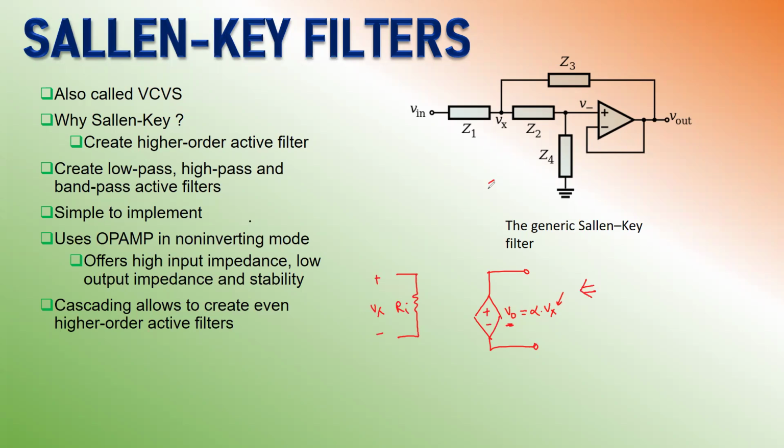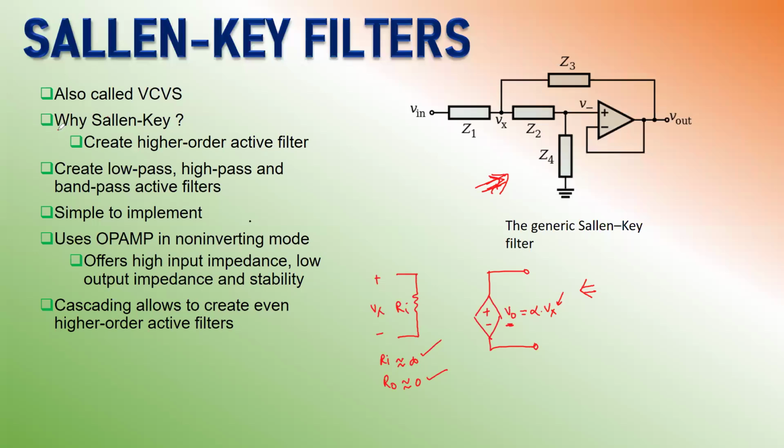The Sallen Key filter right over here, this topology, is basically a degenerate form of the voltage controlled voltage source. So we'll see that this filter topology also behaves like a voltage controlled voltage source. And the advantage of a voltage controlled voltage source is that it has Ri approximately equal to infinity, and it has Ro approximately equal to 0. So the input impedance of the VCVS is extremely high and the output impedance is extremely low. That's the advantage this filter configuration offers.